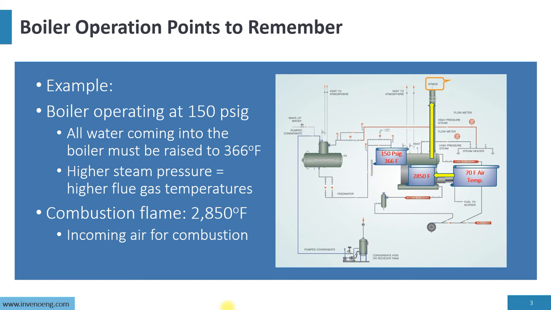If I operate a boiler at 100 psi, the saturation temperature at 100 psi is 338 degrees, so the flue gas would be 438 degrees. So operating pressure does affect the flue gas temperature.